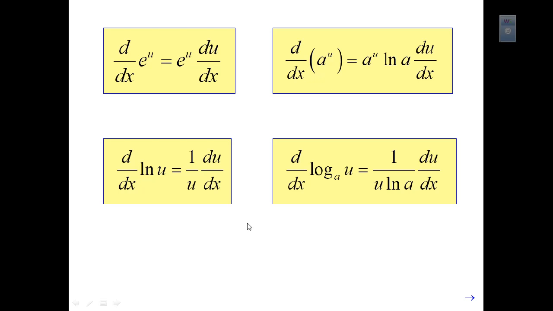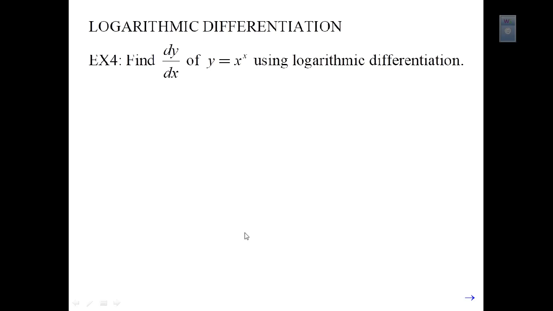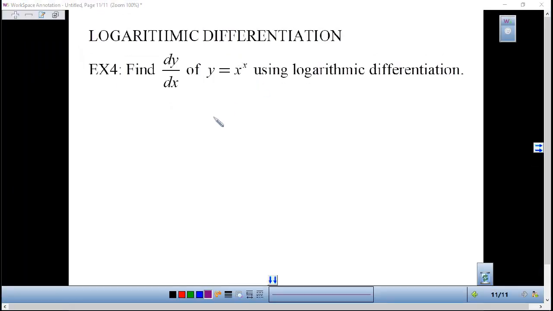And we've got one more thing to look into, and it's logarithmic differentiation. So we're going to find dy/dx of y equals x to the x power. Now you're going to notice here, this is a little different than anything we've dealt with so far. y equals x to the x. Now the question is, how do we qualify this? What does this thing classify as?